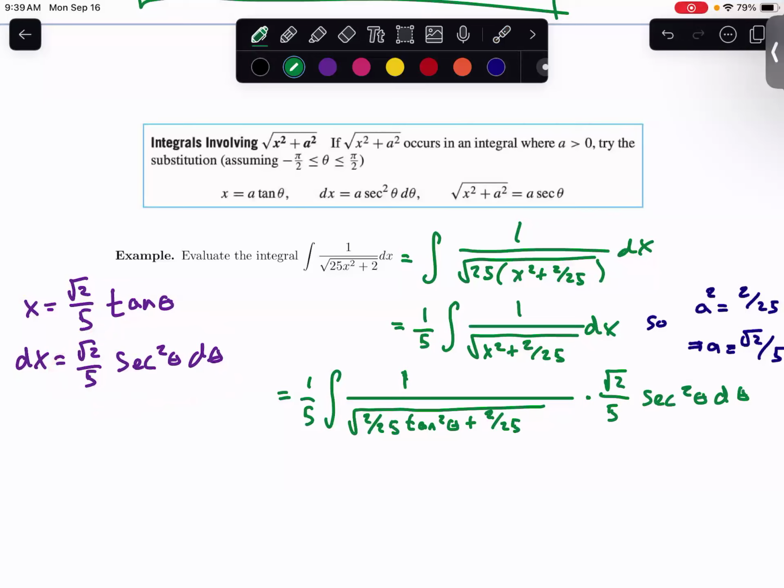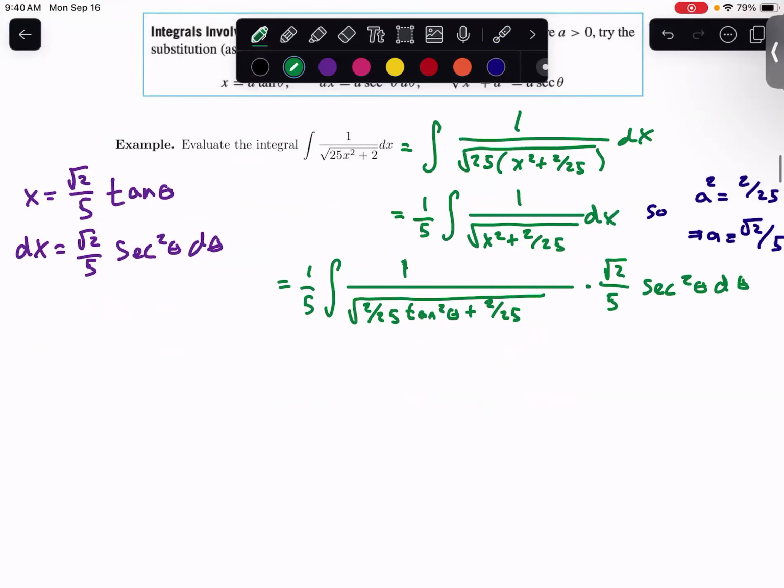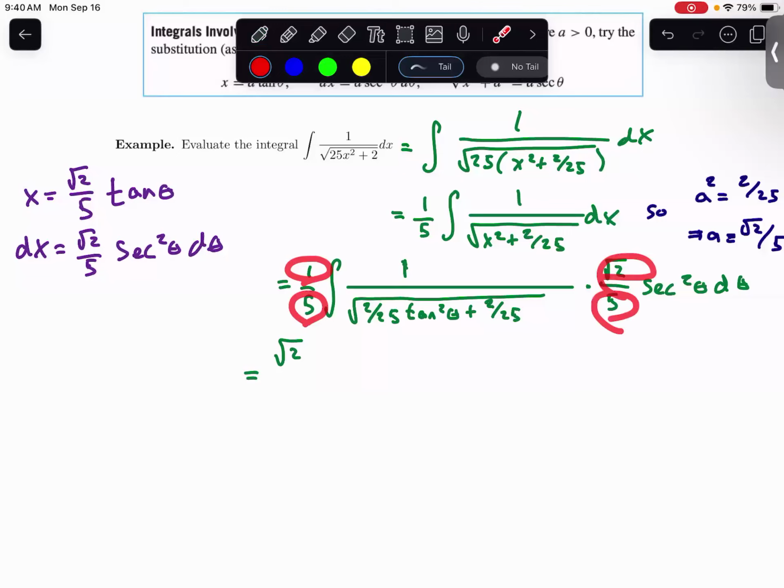Then you have a d theta. Okay, so the next thing we can do is simplify algebraically. We can bring out a square root of 2, like we can factor out a 2 over 25 within the square root. So this is the same thing as, so I'm multiplying 1 times the square root of 2 and then 5 times 5.